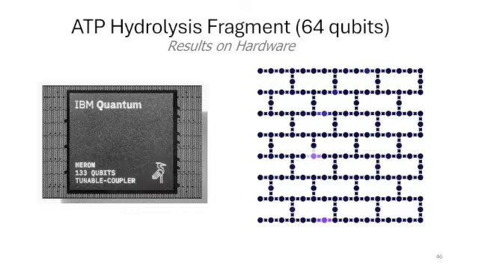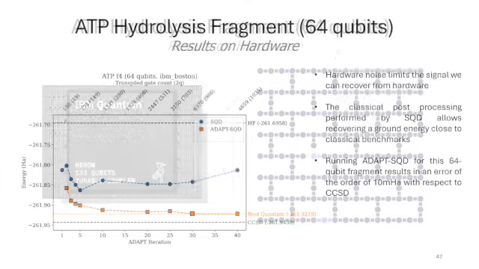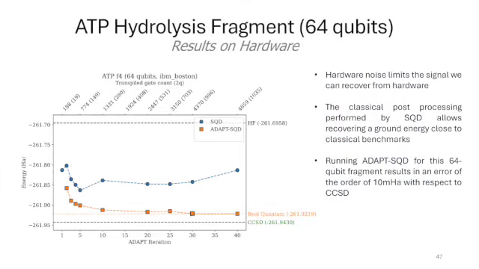So we choose 64 qubits out of these. We created ADAPT circuits and we ran them on hardware. We perform the diagonalization and we obtain these results. So here we have the Hartree-Fock solution, the basic solution, and the CCSD energy as a classical benchmark. And we have the SQD result in blue and the adaptive version in orange.